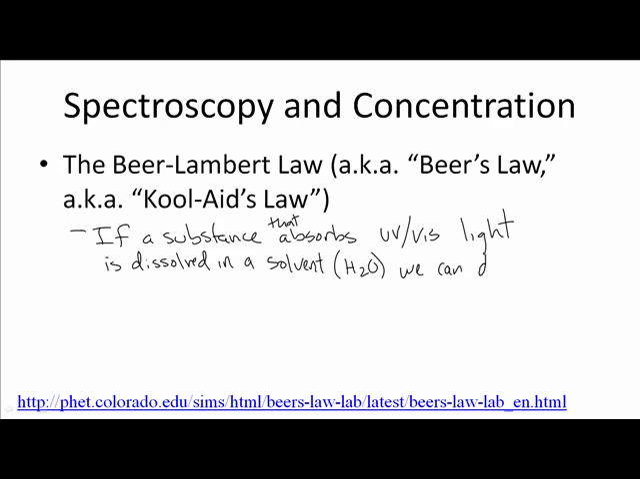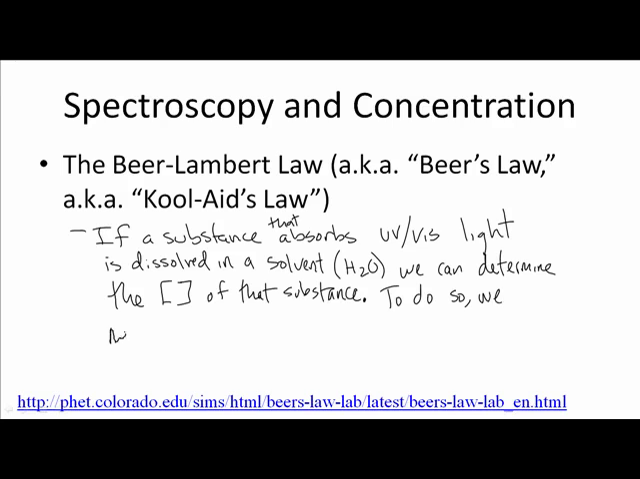we can determine the concentration of that substance. So we have something dissolved in water. We know it absorbs ultraviolet or visible light. We can determine the concentration of that substance. To do so, we need a calibration curve.